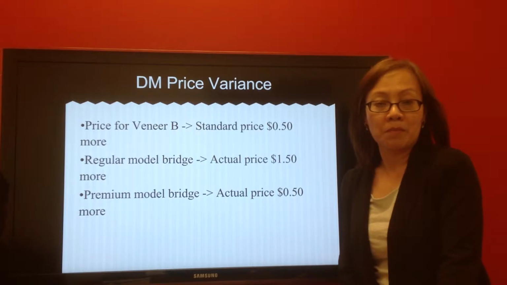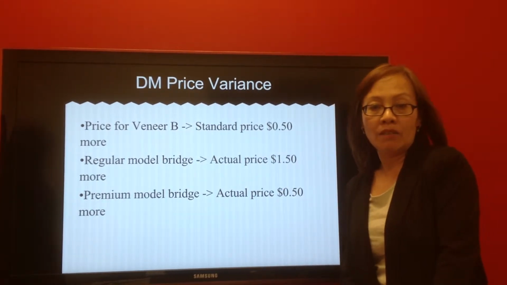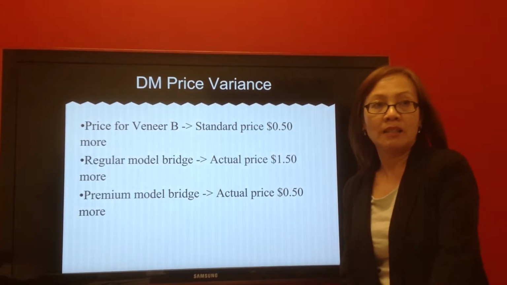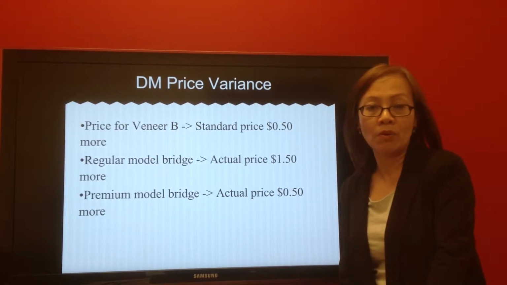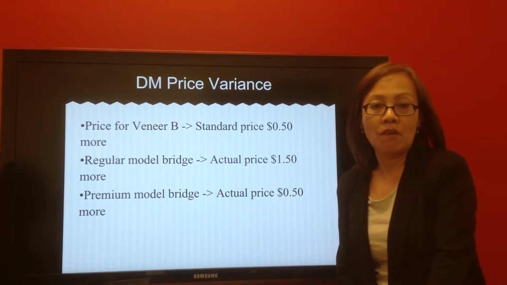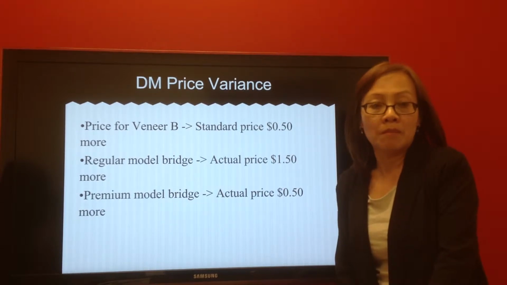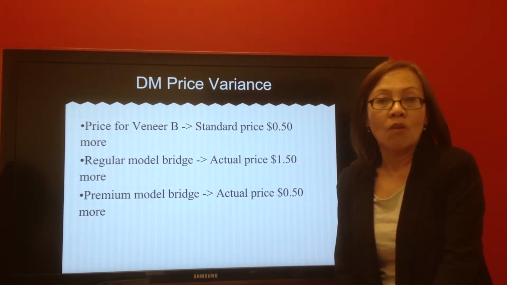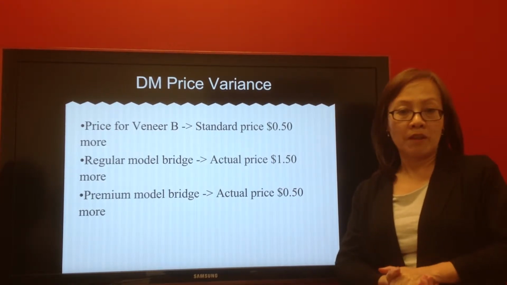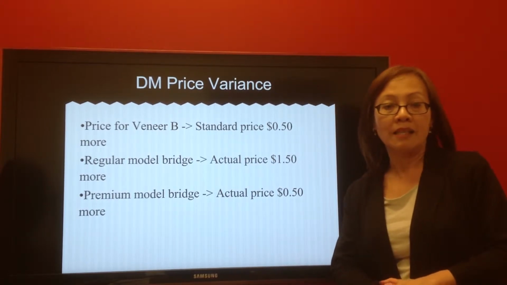The direct material price variance is based on the purchase quantity. For veneer B, the actual price was 50 cents more per pound than the standard price. The bridge and the string for the beginner model was $1.50 more per unit than standard. And for the professional model, it was 50 cents more than the standard price. Overall, the company has an unfavorable direct material variance because they purchase supplies at a higher price than the standard price.